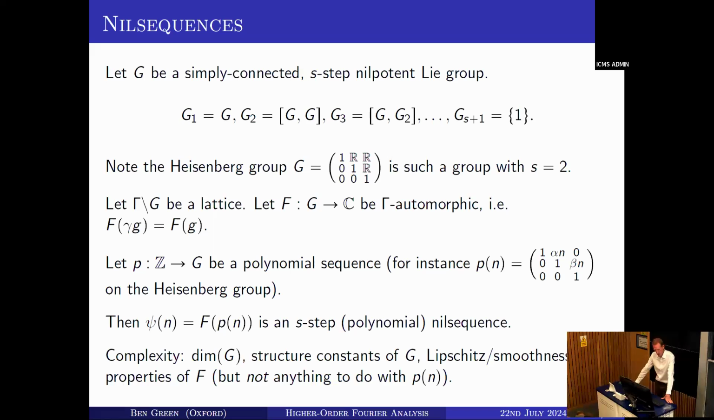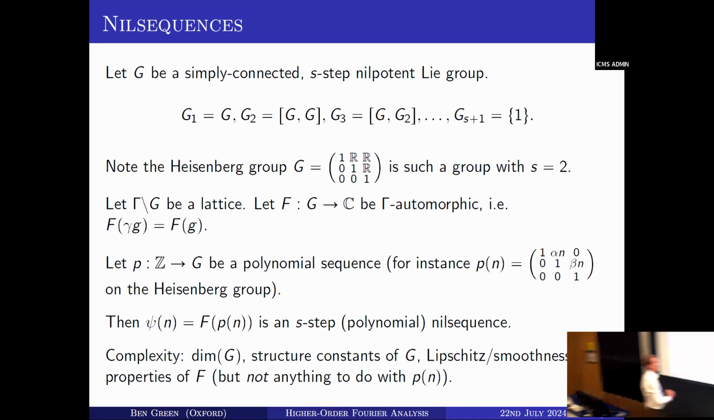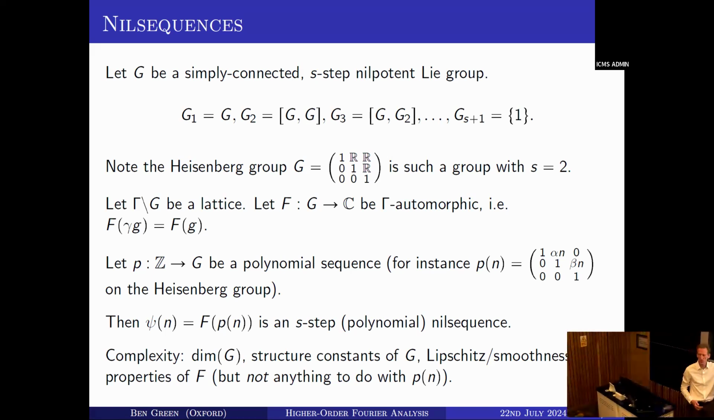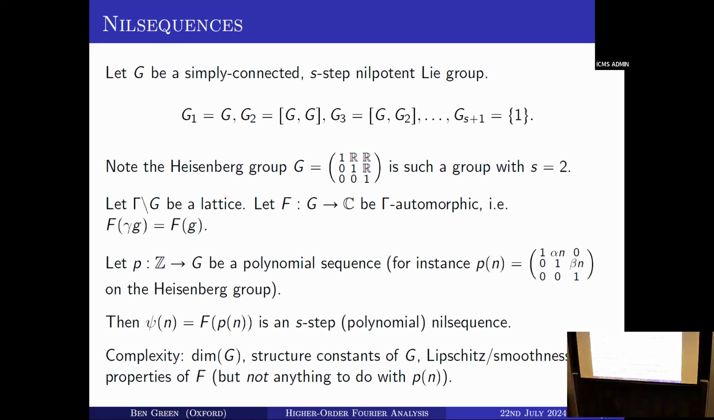Now, there's a lot of stuff that I'm suppressing here, and probably the most important omission is any discussion of what we call complexity. These nil sequences also come with a complexity. If the complexity of a nil sequence is bounded, that means you have some control on all of the things that went into the definition. Most importantly, the dimension of the group G, but also the structure constants defining the multiplication of G, and also the smoothness properties of the function F, but crucially not anything to do with the polynomial sequence P. So the complexity is uniform in the polynomial.